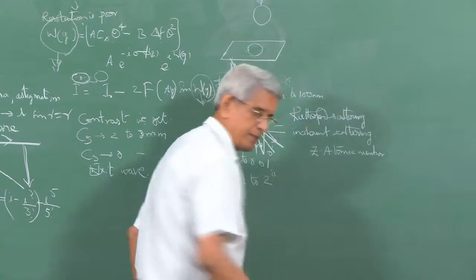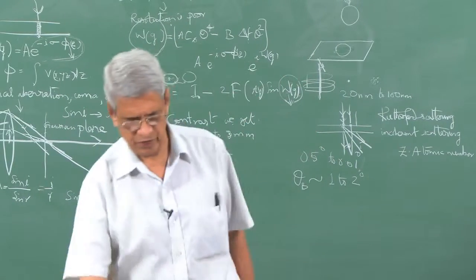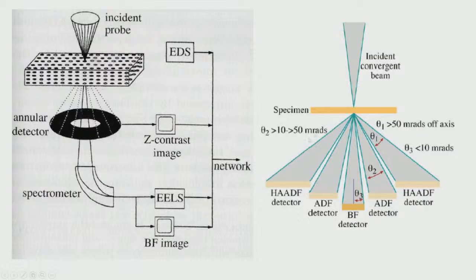With this slide which we can see here, as mentioned, the bright field detector could be used to get information about the bright field image. An annular dark field detector could be used to get the dark field information, and the Rutherford scattering could be collected by what is called a HAADF detector, that is, a high angle annular dark field detector. This essentially happens when the scattering angle is 50 milliradians or more.